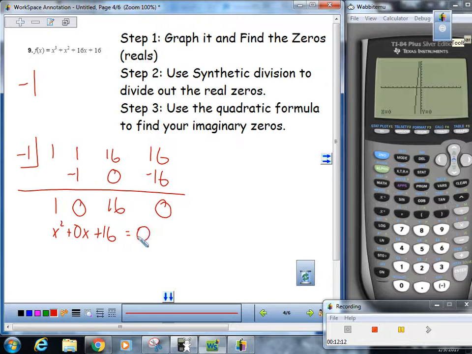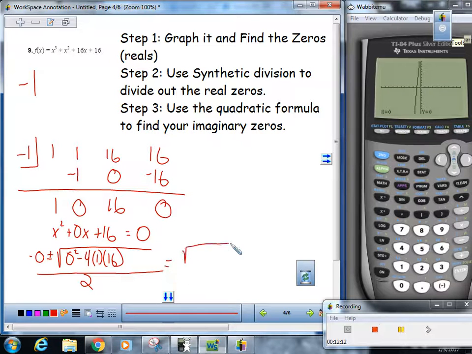Now we do minus b, so -0 plus or minus the square root of b squared minus 4 times a times c, all over 2a, so 2 times 1. So you get the square root of -64 over 2, which is plus or minus 8i over 2. So our other answers are 4i and -4i. And that is the process you're using. It's going to be a tough day.